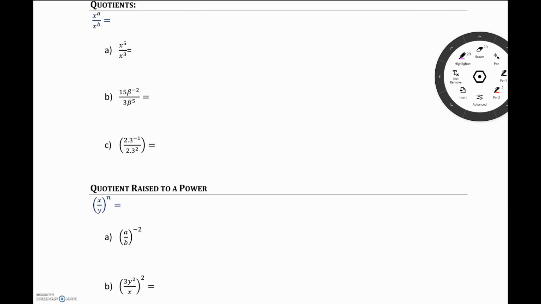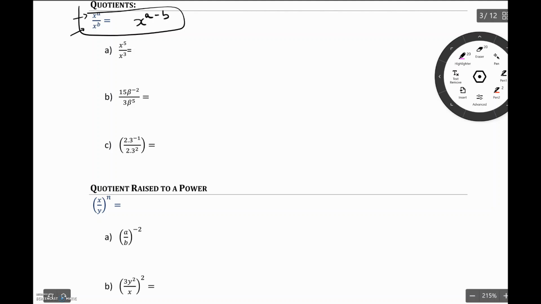We're on to the last two laws of exponents. When we have two powers that we are dividing with the same base, what we do is keep the base and subtract the exponents. So in this case, we're dividing two powers with the same base x, so we keep the base and subtract the exponents, so this becomes x to the exponent 2.